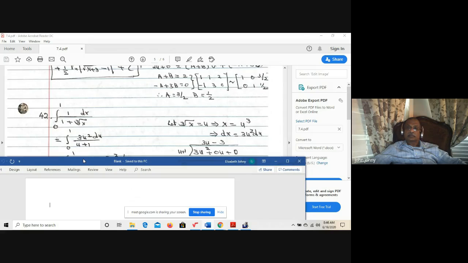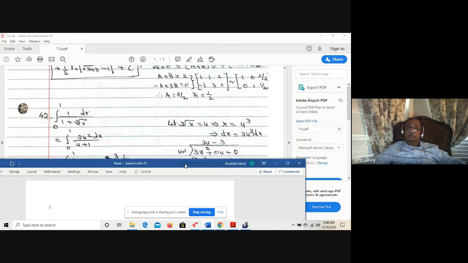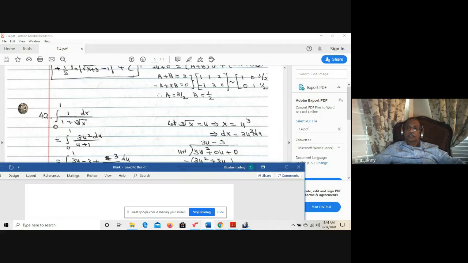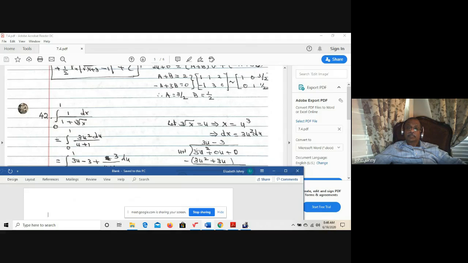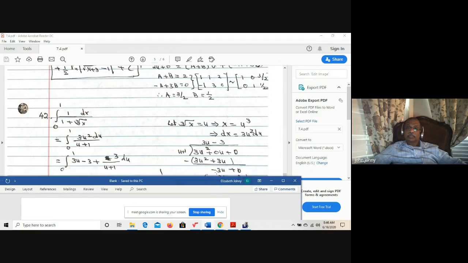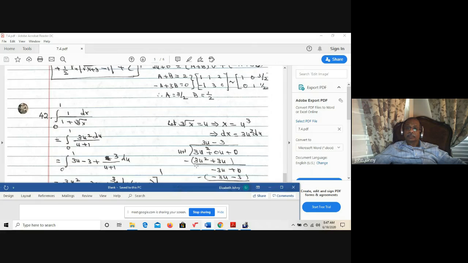So do the long division. 3u square plus 0u plus 0 divided by u plus 1. You divide 3u square over u is 3u. 3u times u is 3u square. 3u times plus 1 is plus 3u. Subtract. You get minus 3u plus 0. Minus 3u divided by u is minus 3. Minus 3 times u is minus 3u. Minus 3 times 1 is minus 3.